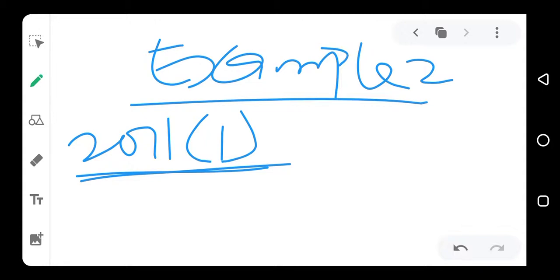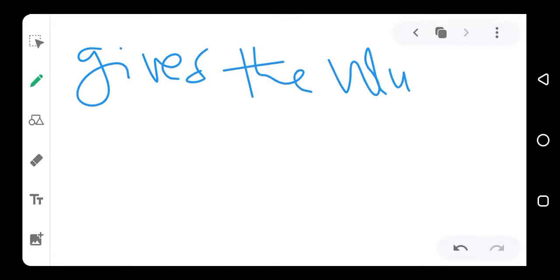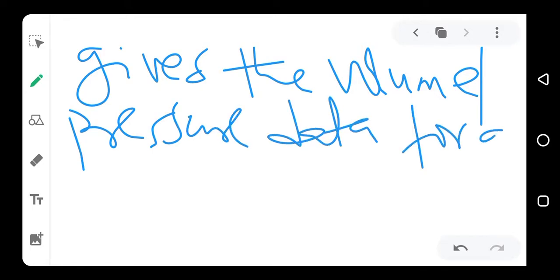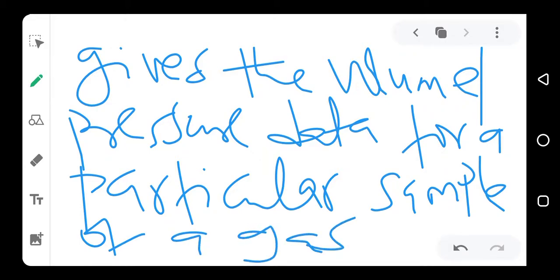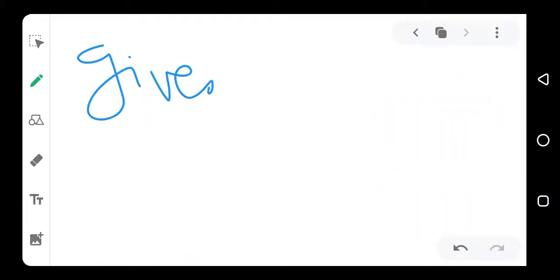Now the question is this: the table below gives the volume and pressure data for a particular sample of a gas at a given temperature.